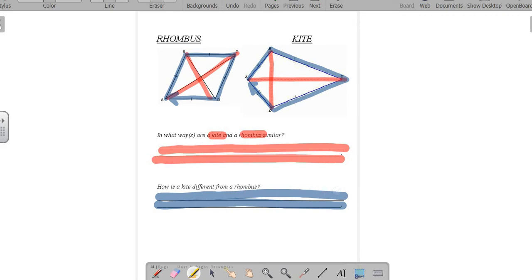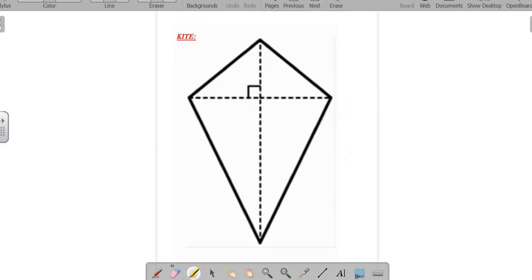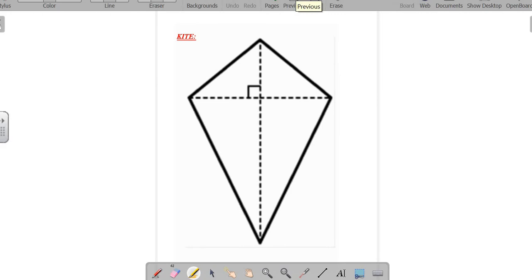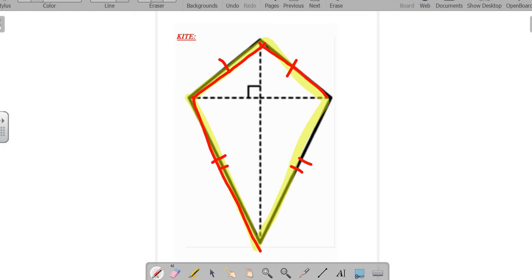Welcome back. Let's see the next page. What makes a kite a kite? What are some of the unique qualities of a kite? So first off, I'd like you to trace all four sides. And we're going to start with the definition of a kite. The definition of a kite is you have congruent, consecutive sides. Consecutive means next to. So you have two sides that are congruent next to each other. Two sides that are congruent next to each other.